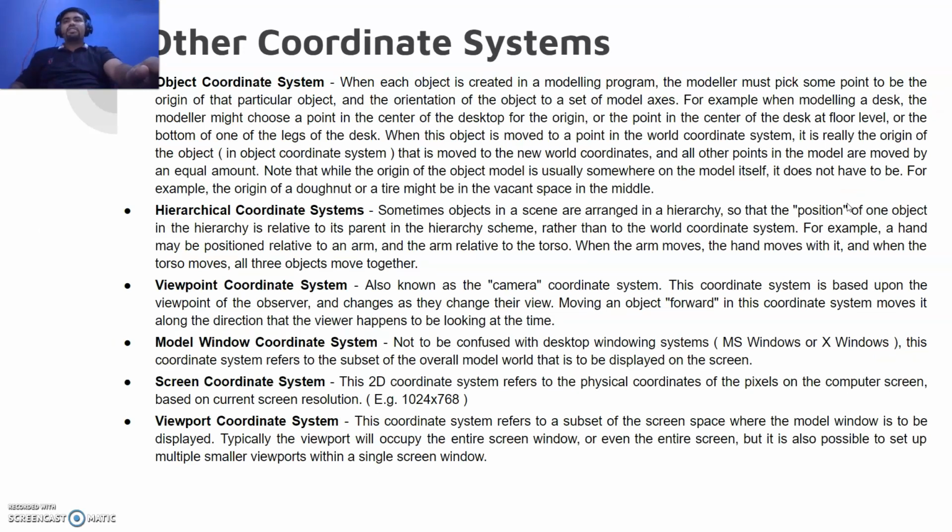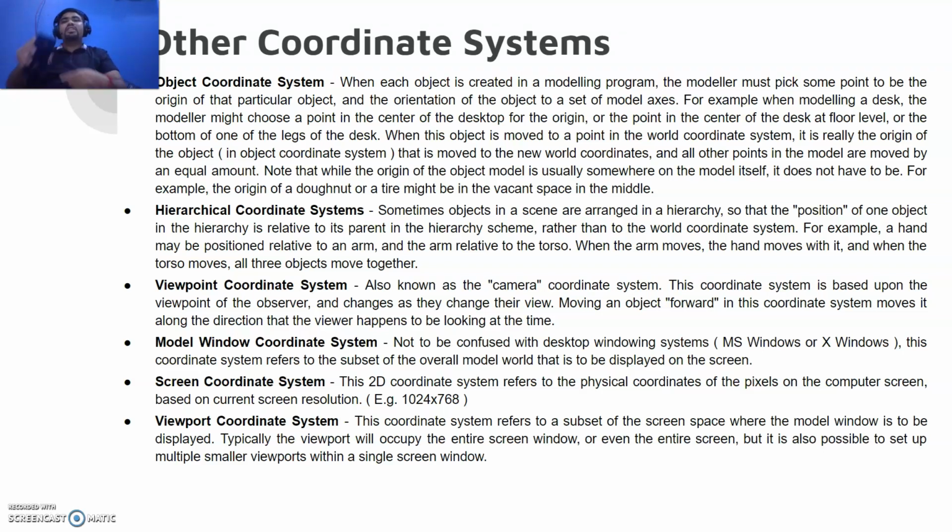Now there are other coordinate systems. The first one is the object coordinate system. Here we are talking about one particular object. It can be any object, like this mobile phone, and I can consider the midpoint of this mobile phone as the origin, and have the y-axis, the x-axis, and the thickness as the z-axis. But finally, when it comes to the world coordinate system, I have to shift the origin of this object to the origin of the world coordinate system. So that is how it might work.